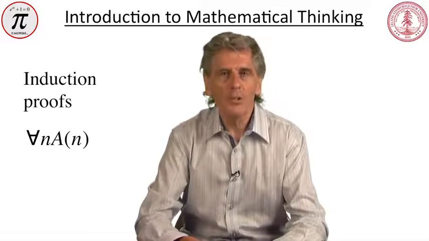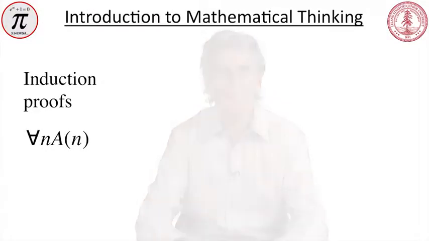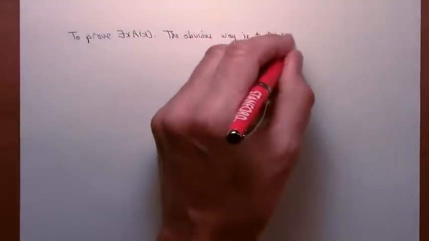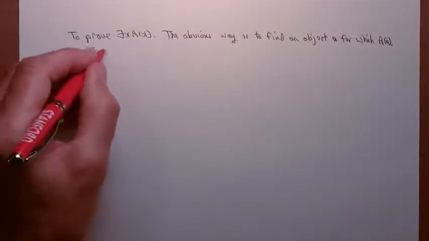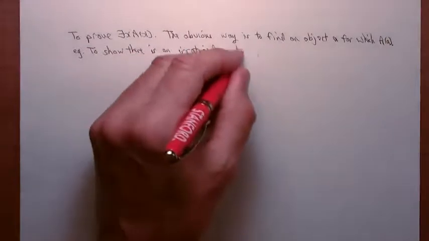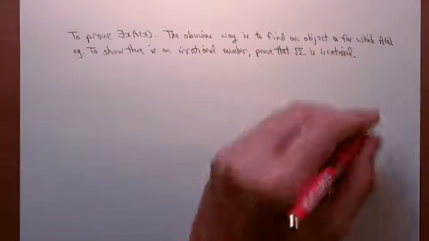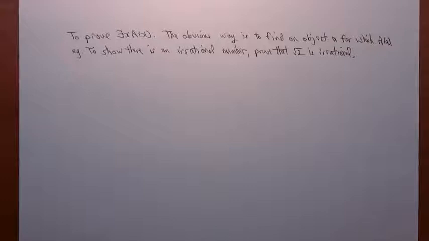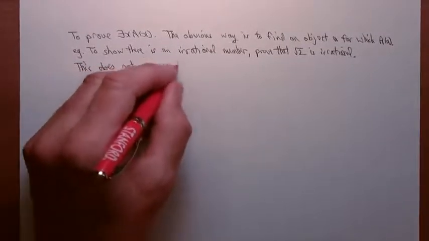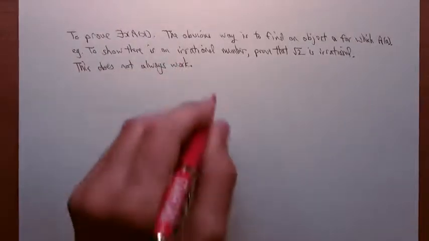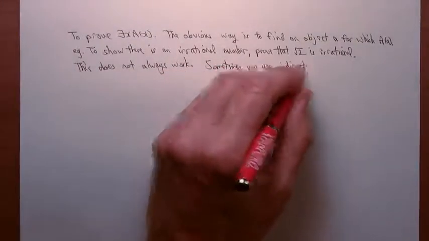But first, let's look at how we might prove an existence statement. We want to prove there exists x such that A(x). The obvious way is to find an object a for which A(a). For example, to show that there's an irrational number, just prove that the square root of 2 is irrational, which we did. Unfortunately, this doesn't always work. Sometimes we use indirect proofs.